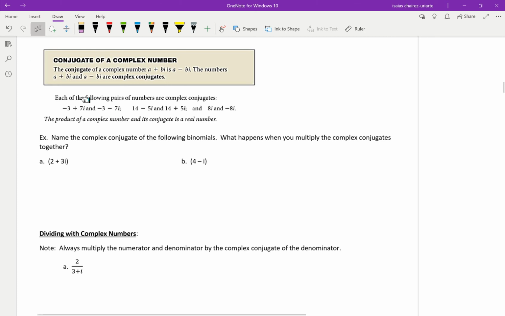Okay, so for instance here they give us some examples. You have negative 3 plus 7i, its conjugate would be negative 3 minus 7i. 14 minus 5i, its conjugate would be 14 plus 5i. What's the conjugate of 8i? Well, negative 8i. It turns out that another neat and useful thing about conjugates of complex numbers is that if you multiply a complex number times its conjugate, the result should just be a real number.